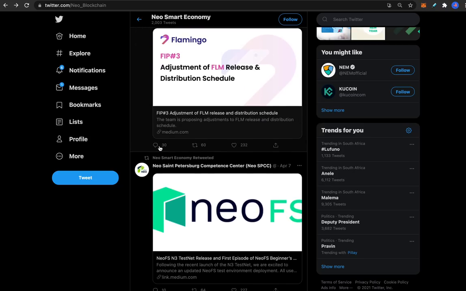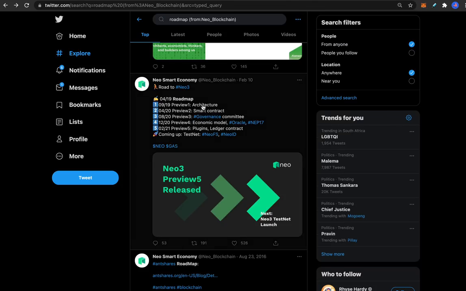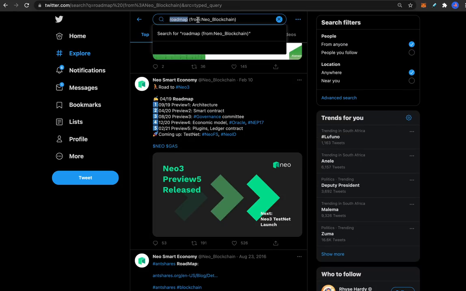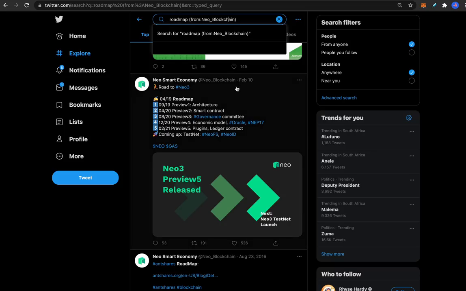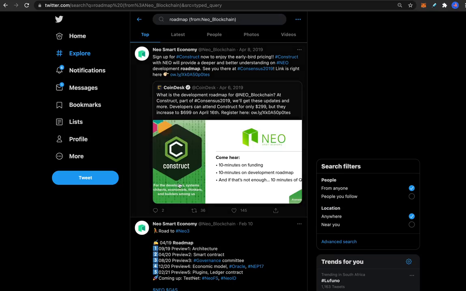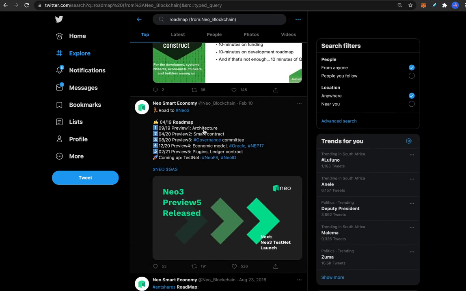So looking at this, there's basically nothing that I can click here. So let's take a look at searching for the word roadmap from the Neo blockchain. You can use this formatting style to find tweets from the Neo Smart Economy user with the word roadmap. So it actually had a roadmap for Neo 3 from February 10. I was like, okay, that's pretty cool, let's take a look. So they have preview 1 architecture, preview 2 smart contract, governance committee, economic model, Oracle, NEP-17, plugins, ledger contract. I'm like, okay, I don't really see how that's impressive. Maybe it is impressive, but it's quite hard for me to evaluate in dollar terms how much this coin can actually go up in value.